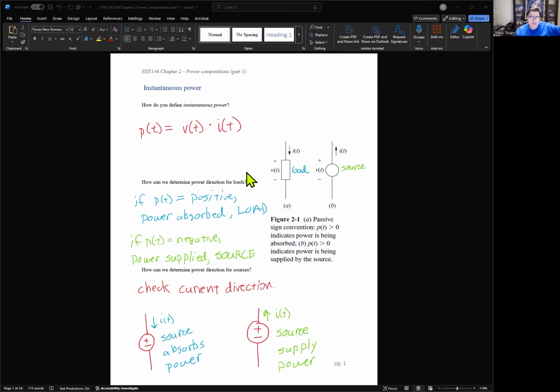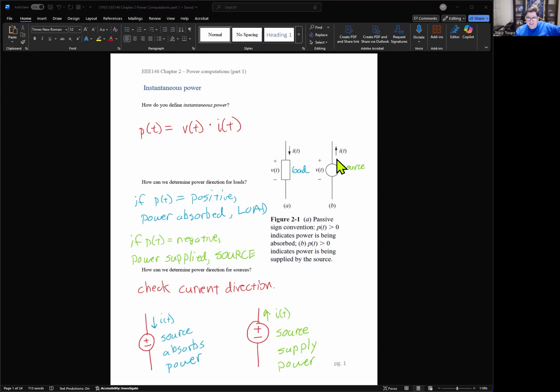So if we have the current flowing into the positive terminal of a device, in this figure A, both of these numbers are positive, so a positive V and a positive I, and then you'll get a positive instantaneous power, and that's a load, because your positive power means you're absorbing power and energy from the circuit. You're taking it out of the circuit, like a resistor.